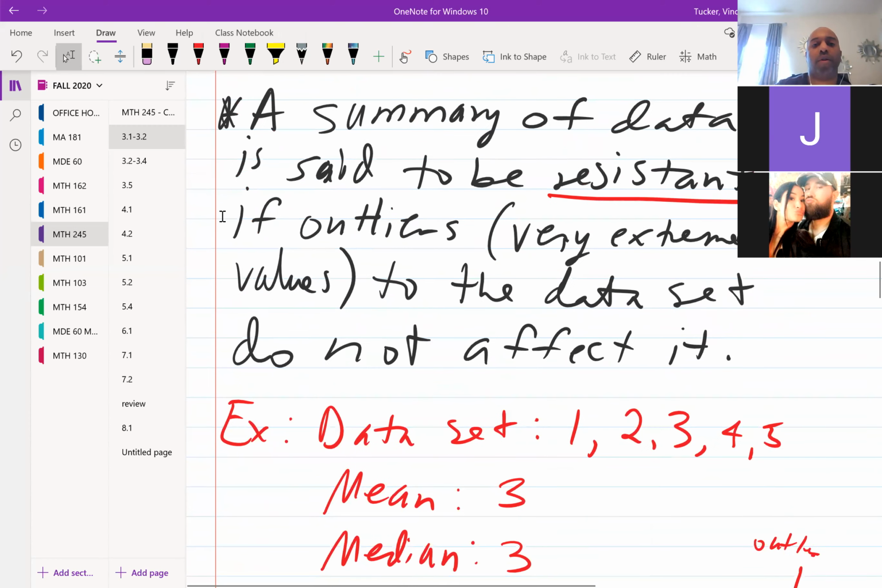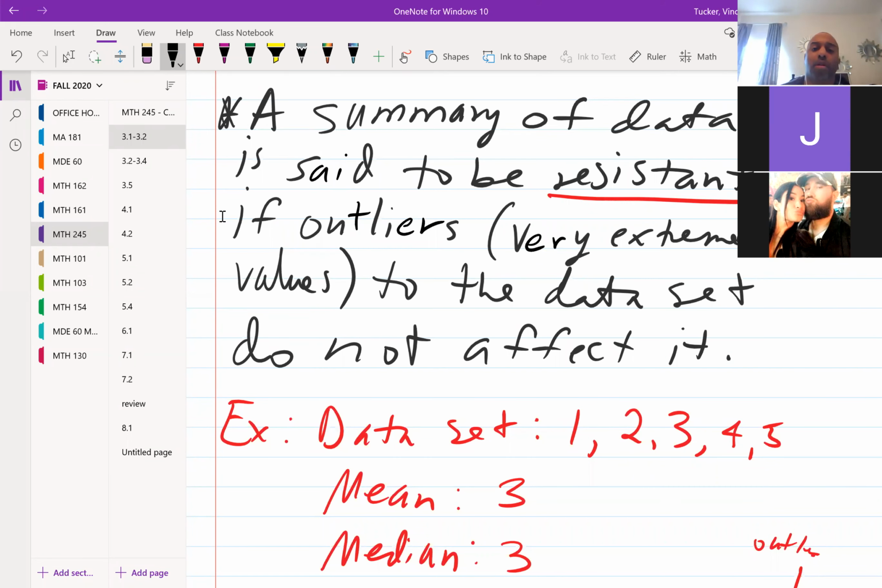Just a point here about being resistant to outliers. We talked about outliers briefly last class, and you should have run across the term in your definitions, or you will if you haven't done it yet. A summary of data is said to be resistant if outliers, in other words very extreme values, very large or very small in comparison to your data set, do not affect it.